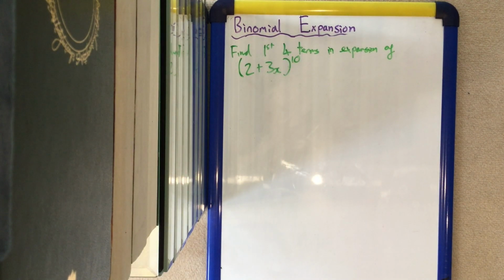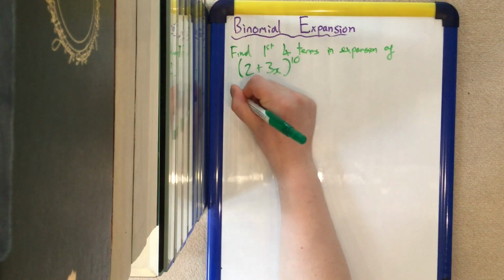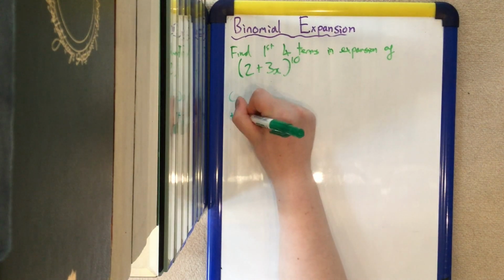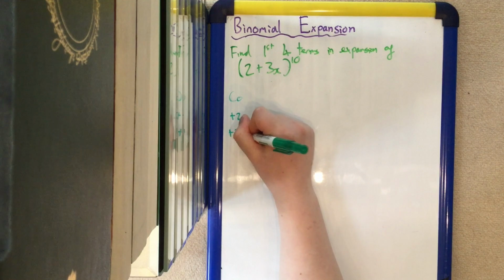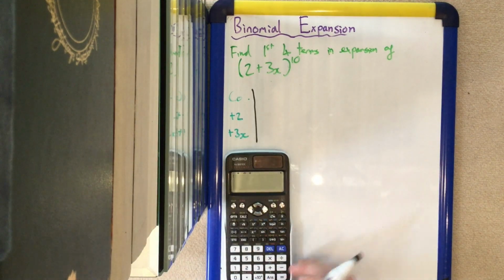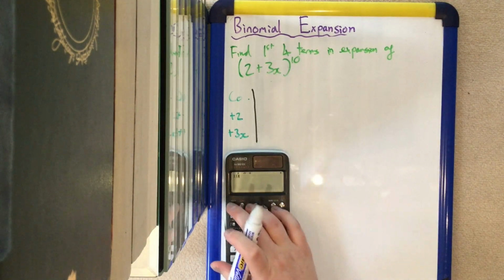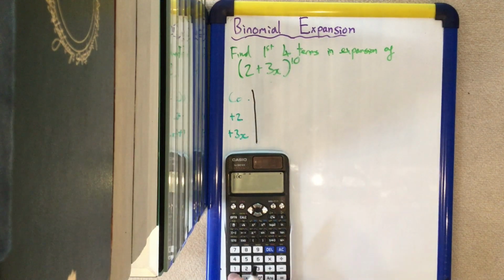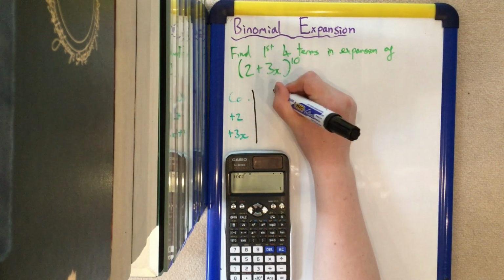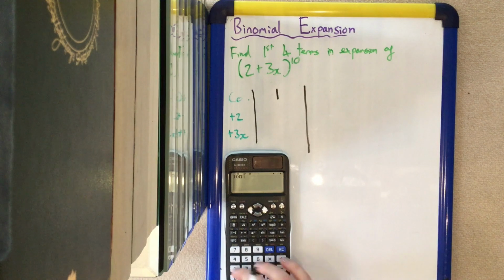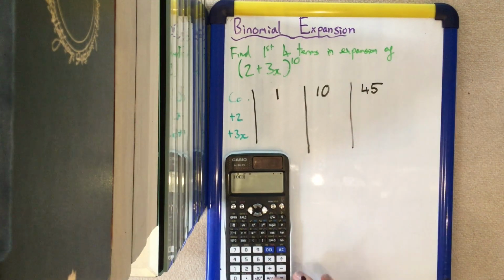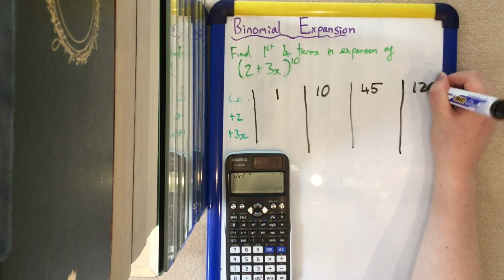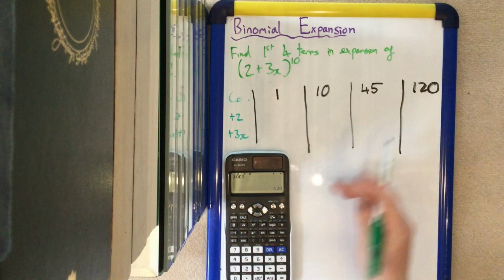The way I like to do this is draw out a little grid. So you take the coefficient, then you have the plus 2, and then you have the plus 3x. Using my calculator, I've got this 10 here, so it's 10. I want the first 4 terms, so first is 10 choose 0, which gets me a 1. The second is 10 choose 1, which is 10. 10 choose 2 is 45, and 10 choose 3 is 120. So now I have those coefficients written up.